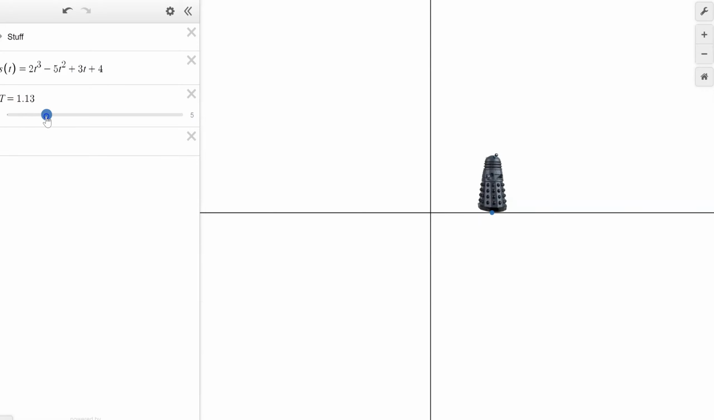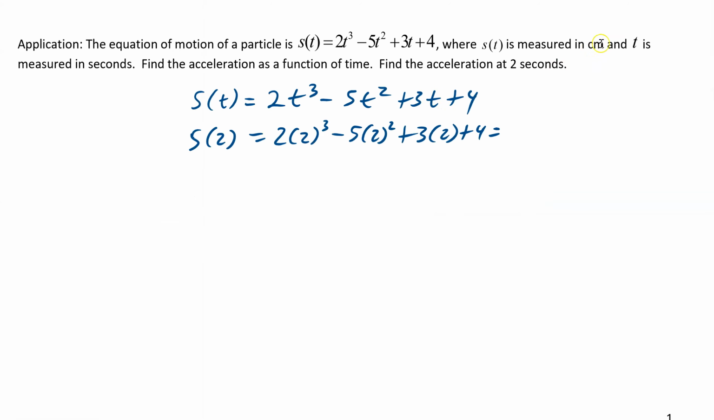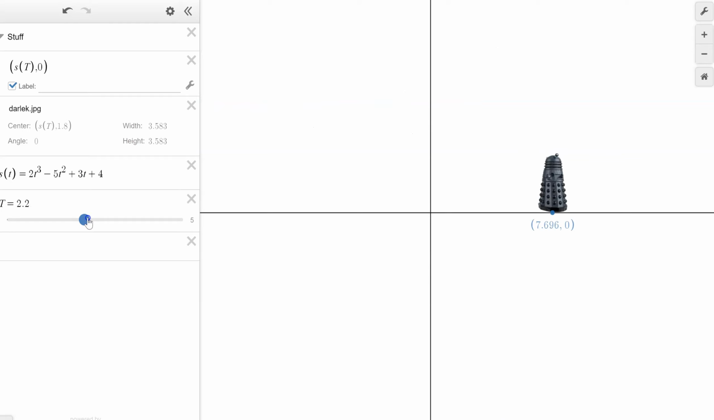So this is what's happening with the object. So our question was, what's happening at 2 seconds? Where is it located? So right there at 2 seconds, we are at 6. 6 what? 6 centimeters. So at 2 seconds, our object is located at 6 centimeters. So as the time goes by, you can see that that distance is changing. All right, and so at 0, we're at 4 centimeters. That's literally its location. And then it goes to the right, and then back to the left, and then off to the right. And you can see it's moving a lot quicker.